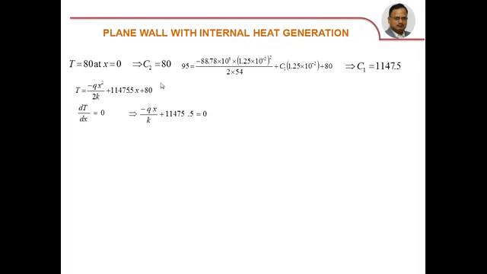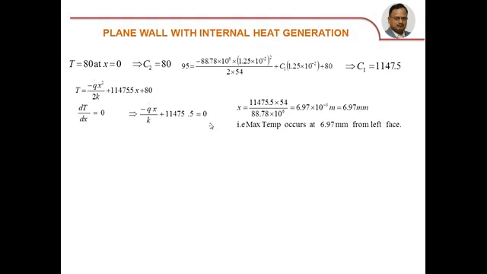First order derivative of this should be equal to 0. dT by dx equal to 0. So that means minus q dot x by k plus 1147.5 equal to 0. So that gives x equal to 1147.5 into k by q dot, which will give you 6.97 millimeters.